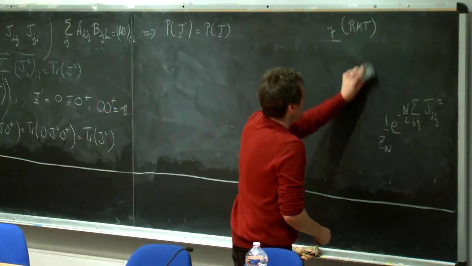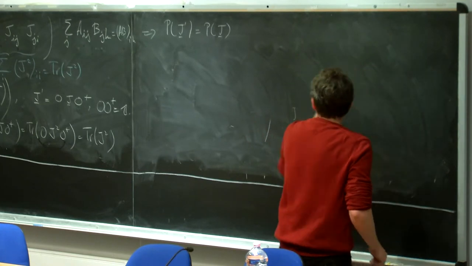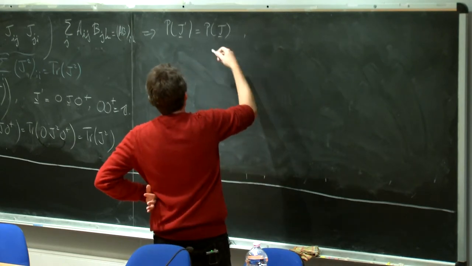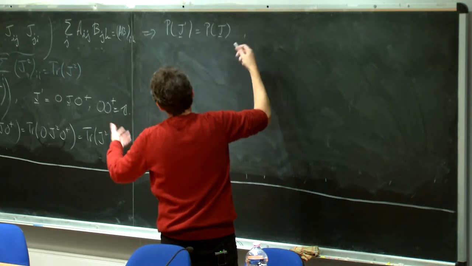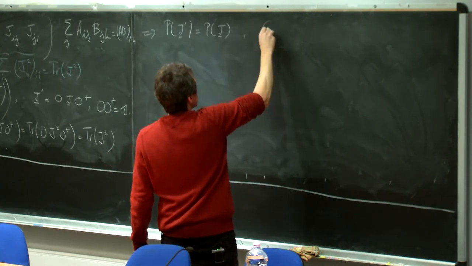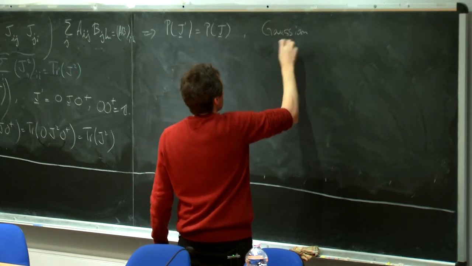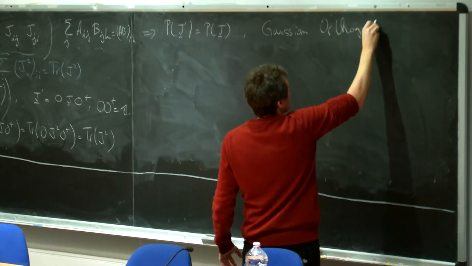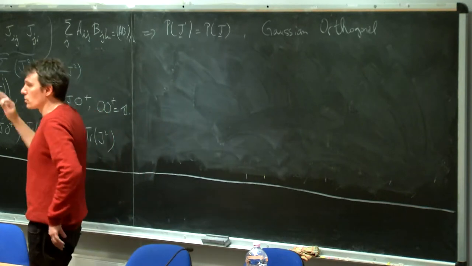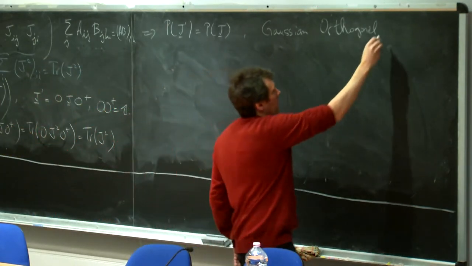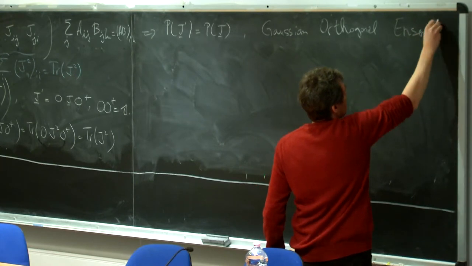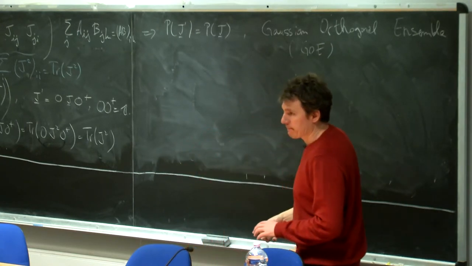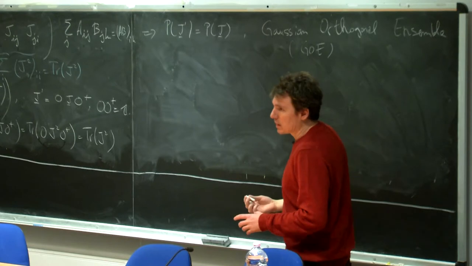That was quite important in the early days of RMT, and the ensemble that I am describing here is certainly one of the most emblematic ensembles, and it goes under the name of the Gaussian Orthogonal Ensemble. Gaussian, you have understood why, because the J are Gaussian. Orthogonal, now I think you have also understood, because the probability measure is invariant under orthogonal transformations. Okay, so this is GOE. Yeah, exactly.